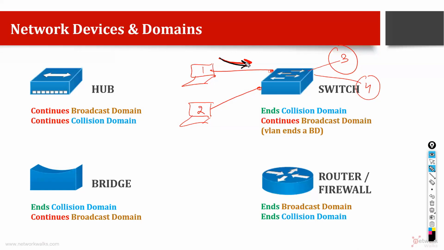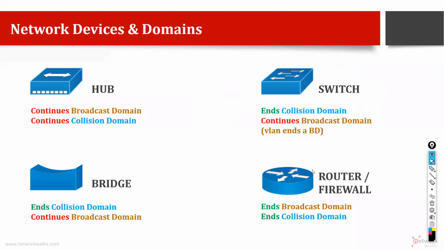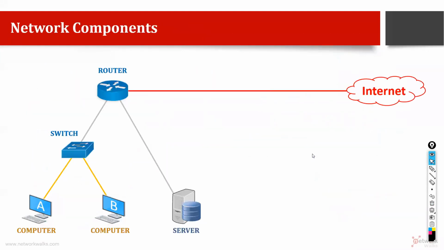So when one of the computers sends a message, everyone else receives a copy of that message. This is called broadcast. Broadcast means one of the computers, one of the servers, one of the printers, one of the devices connected with the switch sends a message and everyone gets a copy of the message. This is called broadcast. Let me show you an animation quickly.